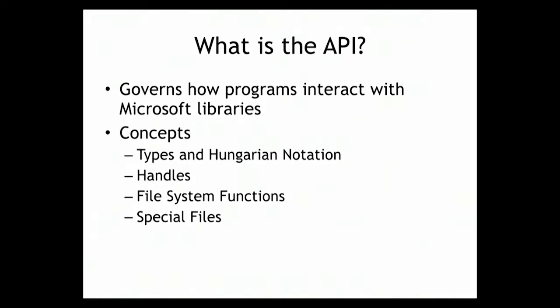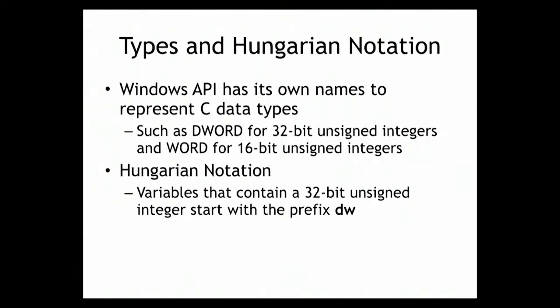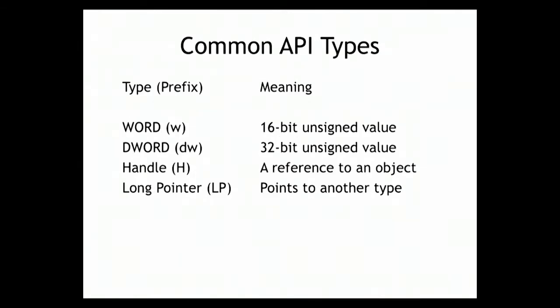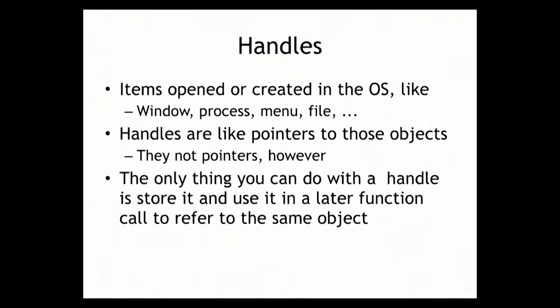So here's some fundamental concepts of how it works. They call this thing Hungarian notation, this way of naming things. And they're all basically C. Everything is written in C, or I think these days C# or C++. But you have these DW for 32-bit words, W for 16-bit words, handles and long pointers. And these are prefixes before an API data variable, so you know what it is. And then you have handles.